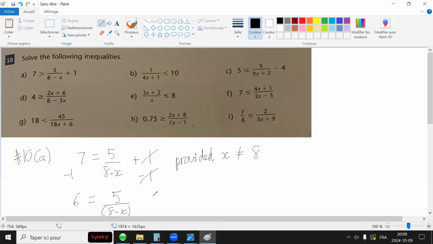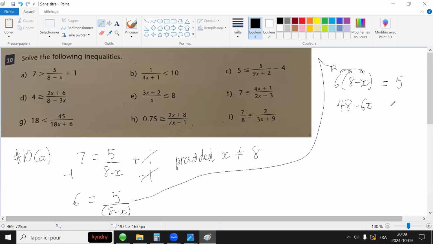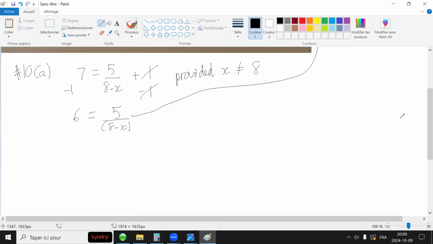Let me continue this problem over here. I'd have 6 times 8 minus x equals 5. Basically, I multiply the extremes equals the middle, and the other side stays at 5. So I'd have to do the distributivity here: 48 minus 6x, and this still equals 5 on the other side.